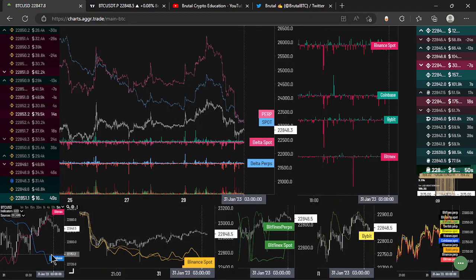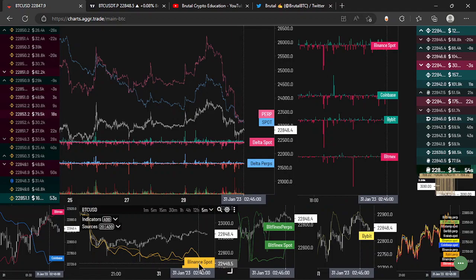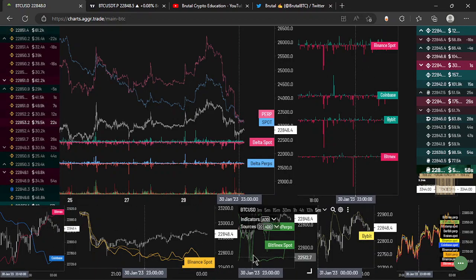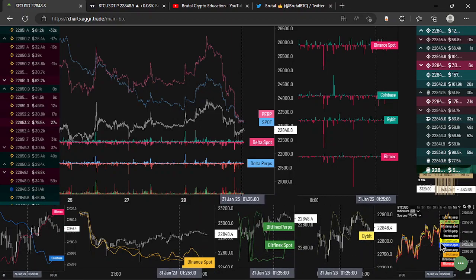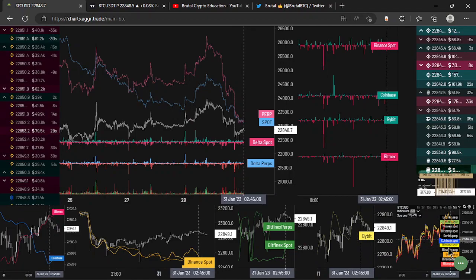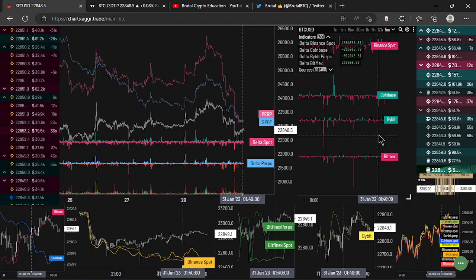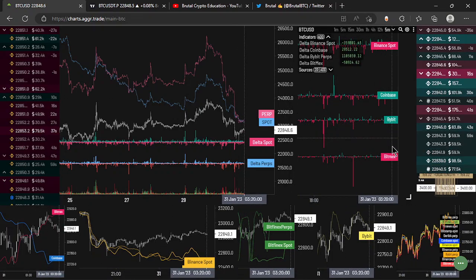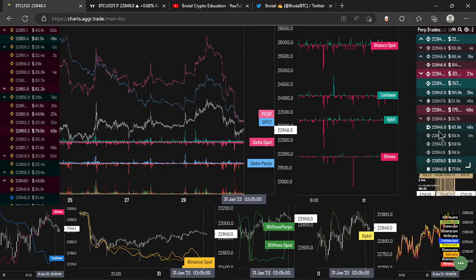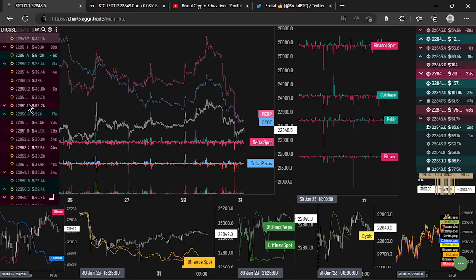And these are some of the exchanges. For example, look at Coinbase, BitMax, Binance Spot, and we have Binance Perpetuals. That line is below this one. Bitfinex Perpetuals, Bitfinex Spot, Bybit, and these are all of the exchanges from where the trading is ongoing. This one is your spot volume, Coinbase, Bybit, Bitmax, Binance Spot. This one is your spot tape, and this one is your perpetuals tape.